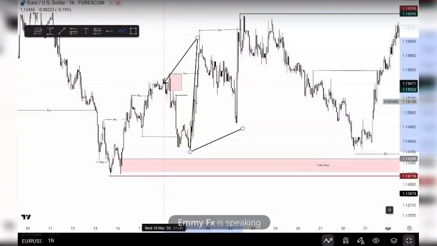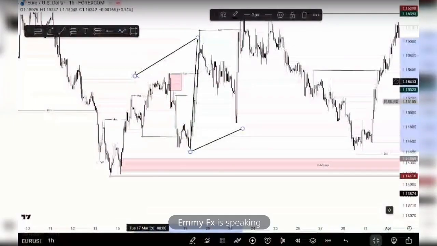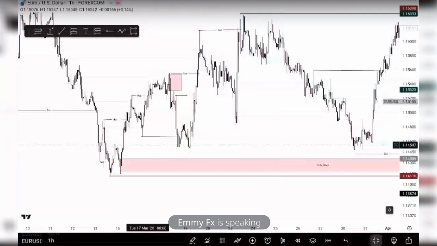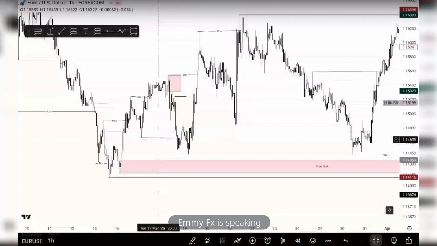There are major break of structures and there are minor break of structures. There are external break of structures and internal break of structures. Now, this break of structure which you are seeing here is called an internal break of structure, which is internal liquidity. There are also external liquidities. So I need you to understand internal liquidities and external liquidities.